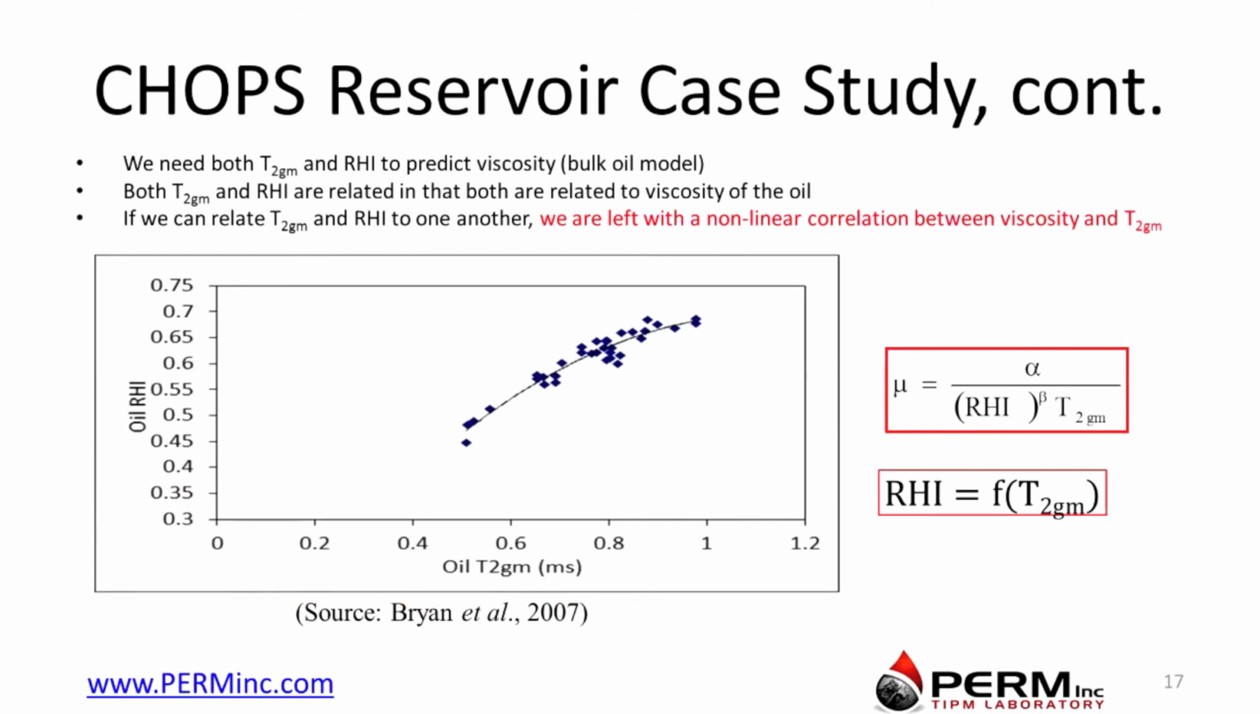Fortunately, because what we were looking at previously is that there's always this relationship between RHI and viscosity and between T2GM and viscosity, if you're in the range where T2GM is changing with viscosity, then there will also be a relationship between RHI and T2GM. And so if now we take RHI as a function of T2GM, so we can get from the oil sand spectrum the measured geometric mean relaxation of the oil, we can calculate RHI as some function of this, and what we are left with is a nonlinear correlation between viscosity and T2GM.